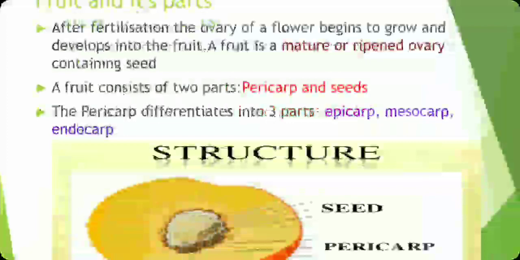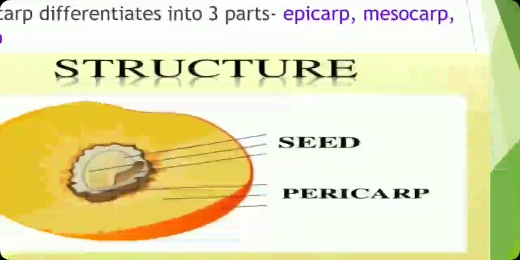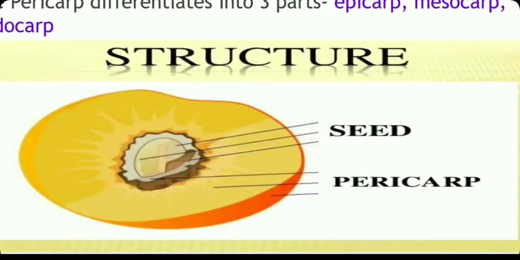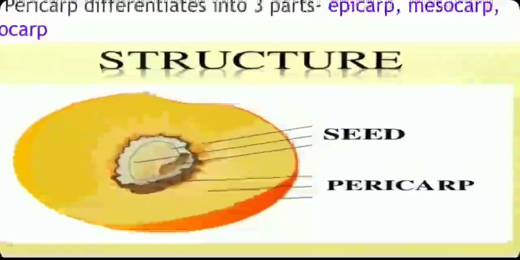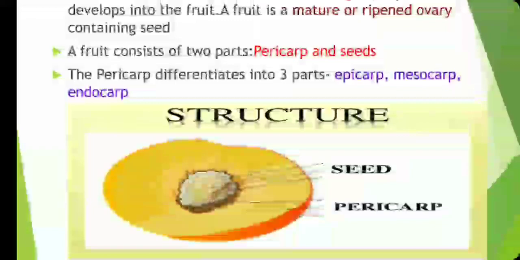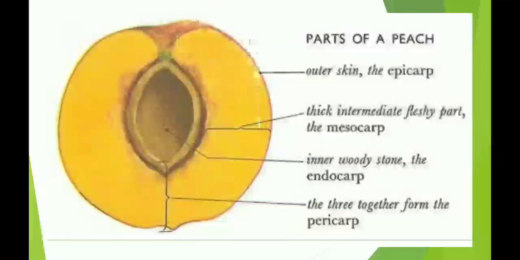And the pericarp itself consists of three parts: epicarp, mesocarp, and endocarp. I'll explain it. Just see this picture. The central portion is actually the seed, and around it there is a pericarp. But the pericarp is not only one part, it also has different parts. So let us see in the next picture.